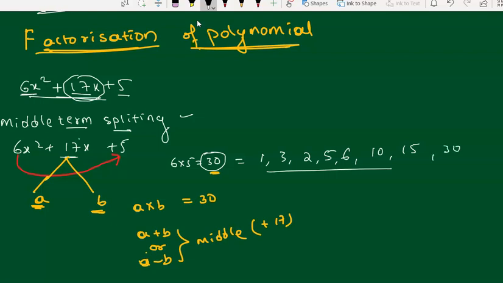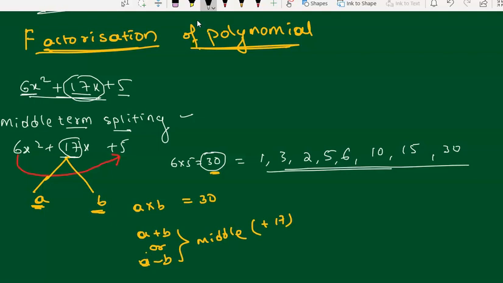And what is my middle term? 17. When you add or subtract these two numbers, they should give you 17, and their multiplication should give you 30. Select numbers like that. Here we have the list of numbers 1, 2, 3, 5, 6, 10, 15 and 30. You have to select only from that list.